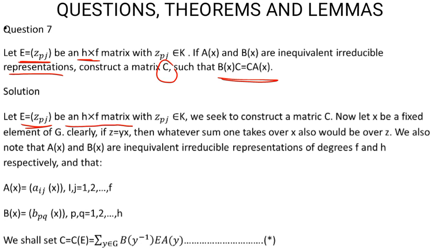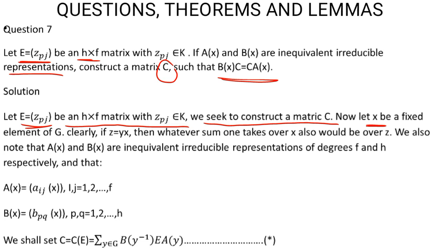Okay, so now in our solution, we set our E to be as it is, and let it satisfy all the conditions as stated in the statement of the question or theorem, as the case might be. And then we seek to construct a matrix C. And based on the knowledge of where we are going to fix our X, because that's what we did in the previous proofs of the theorem, it's going to be a language.